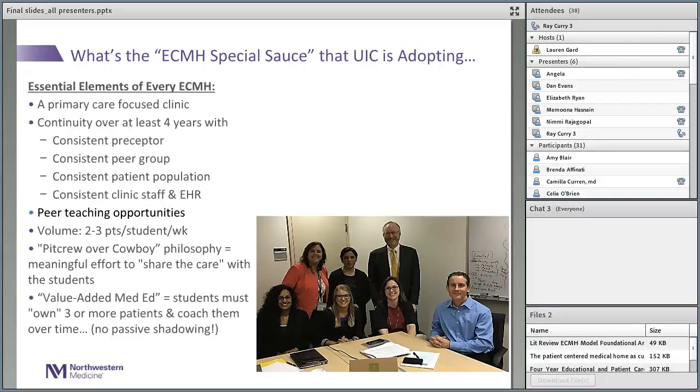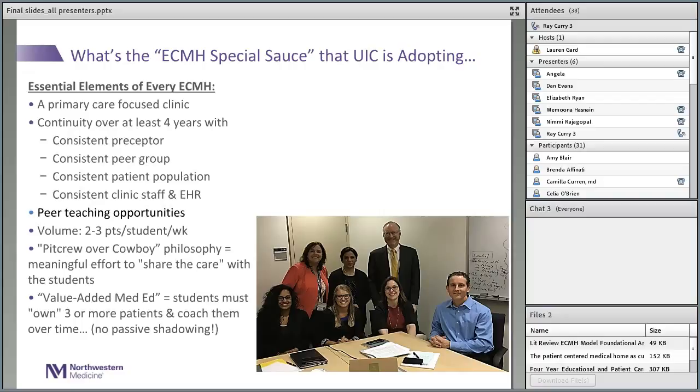So the essential elements that we felt had to be in the sauce. A primary care focused clinic. You can imagine chronic care in a subspecialty setting. What becomes lost in that kind of setting, though, is the breadth of experience that a student would need if you're going to devote such a large chunk of their time in medical education to the setting. So primary care focus is one of the essential elements.